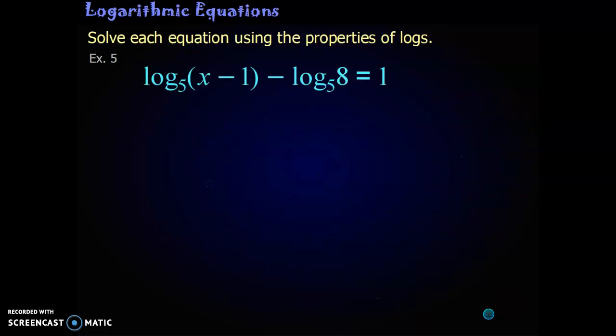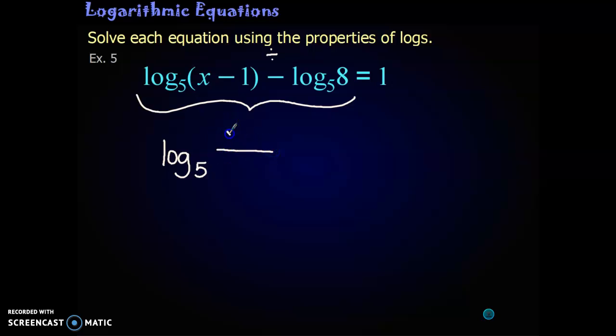All right, let's try one more, and as before, please pause and write this down, and then maybe even attempt it on your own first. First step is to use our properties to rewrite. So I see subtraction. I know that I can rewrite this using our quotient property. So this condenses into 1 log base 5. And then I can divide what's inside each log. So I'll write that as x minus 1 over 8. And that's equal to 1.